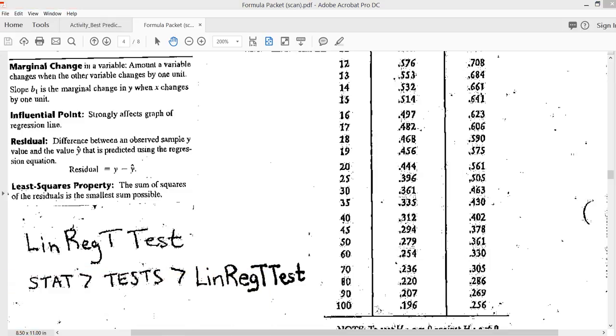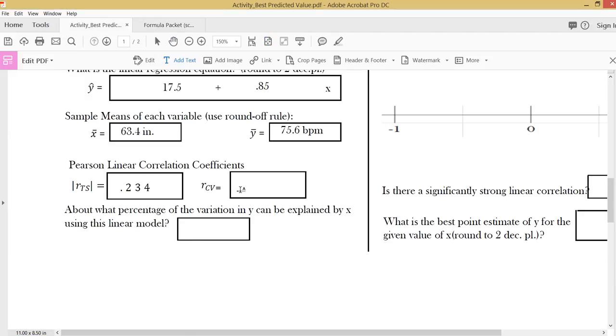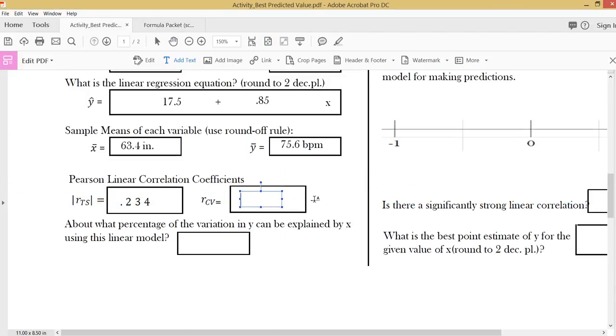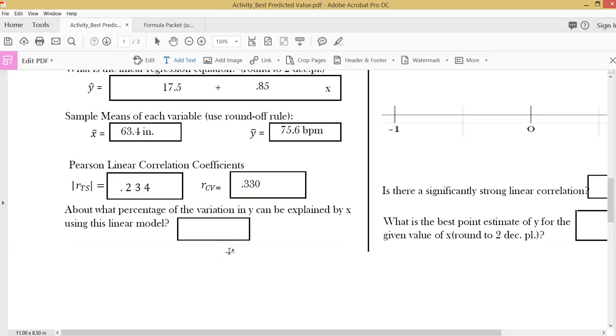So let's go back to our page here. And 0.330, right, so is our test statistic greater than our critical value?